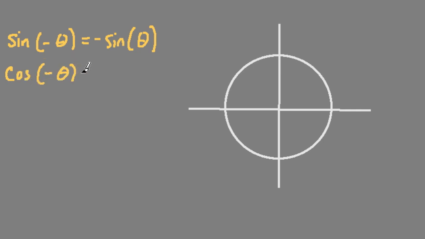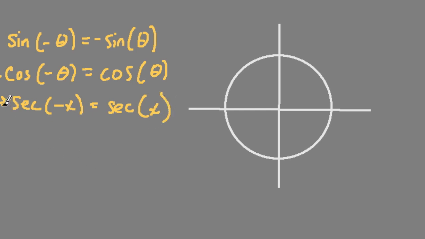The identities we're going to look at are: the sine of a negative angle equals the negative sine of the positive version of that angle. And then the cosine, which really fascinates me: the cosine of a negative angle is in fact equal to the cosine of the positive version of that angle. Related to these, the secant of a negative angle will equal the secant of that positive angle. I'm using x here.